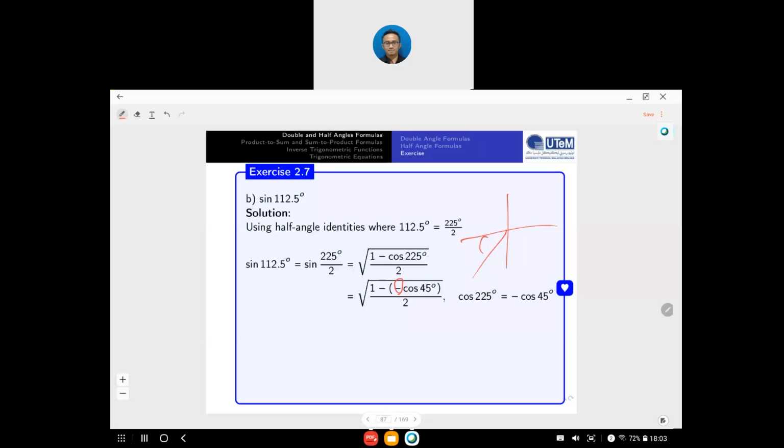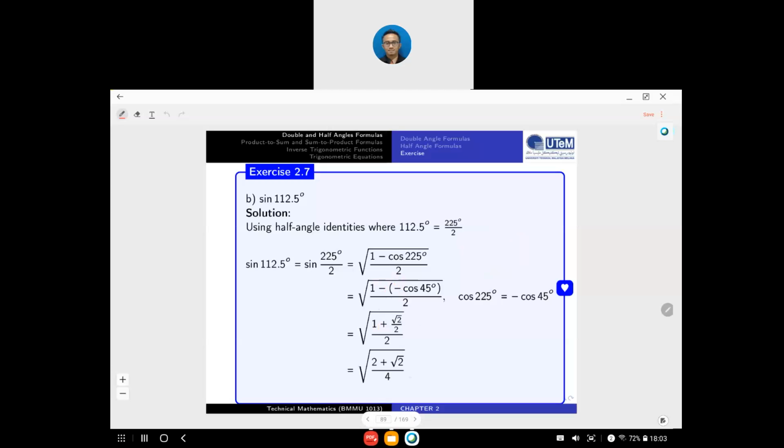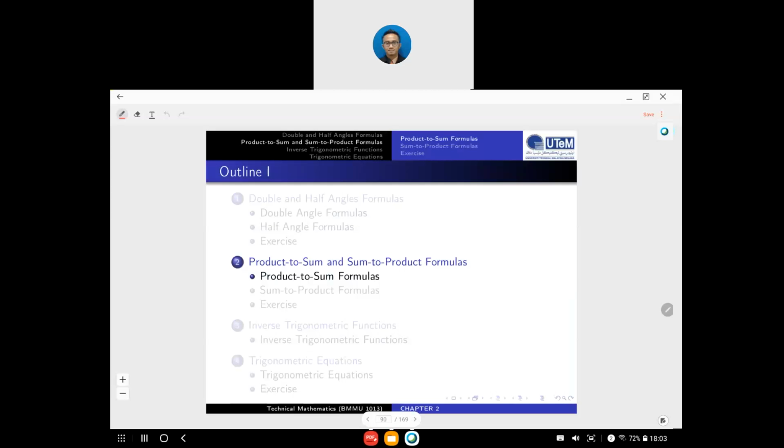Okay, so we know that cos 45 equal to sqrt 2 over 2. So negative become positive. And then simplify this one, we can get 2 plus sqrt 2 over 4. So this is the final answer for exercise 2.7b.